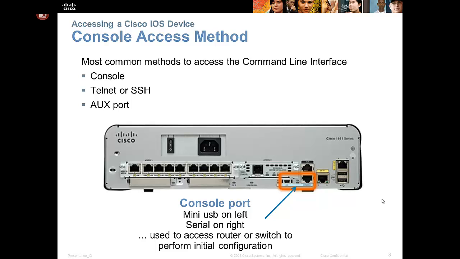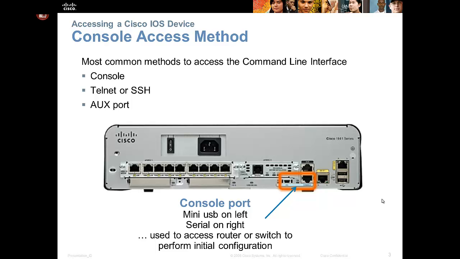Console access method. The most common method to access the command line interface will be the console. You could use Telnet or SSH. You could also use the auxiliary port. Notice the orange rectangle. These are the console port options on some of the newer routers.